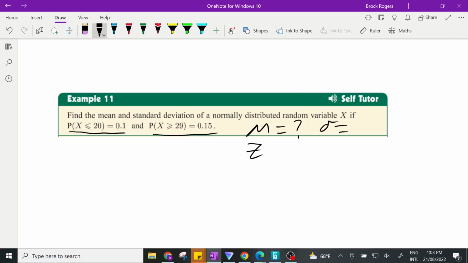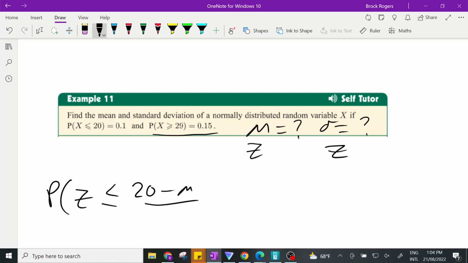Now, when you have two things you don't know, that probably means you need simultaneous equations. That's what that probably suggests. Two unknowns, I need two pieces of data or two formulas. So what data can we use here? So I am given a probability and an x value, so that's cool. But I need to use a z-score in order to relate this to the mean and the standard deviation.